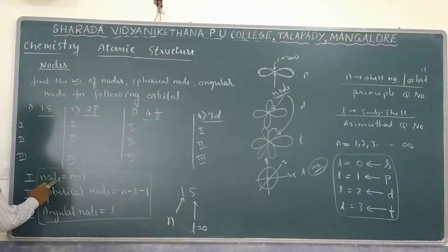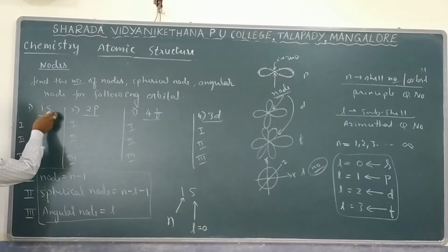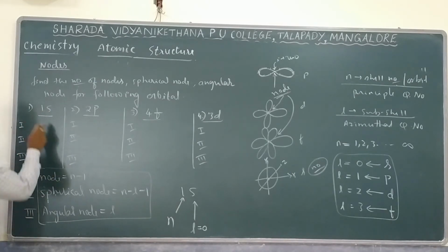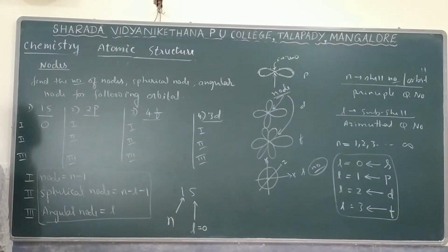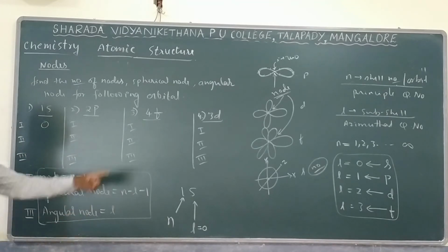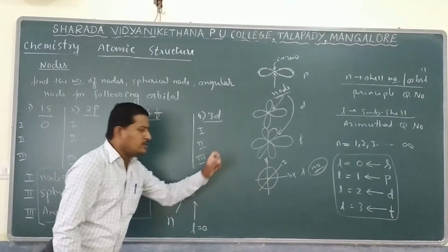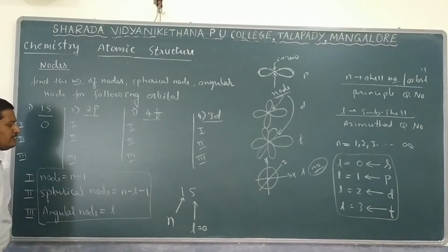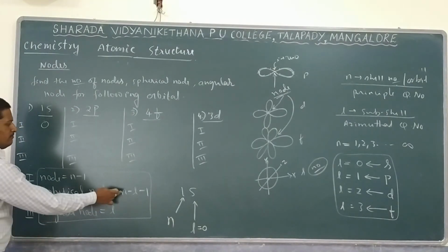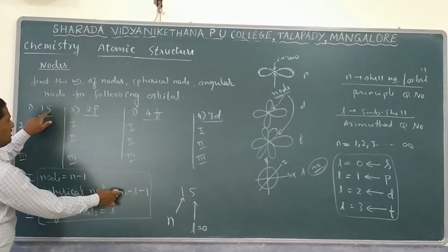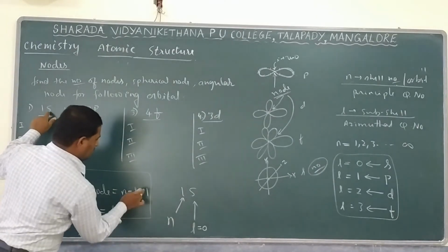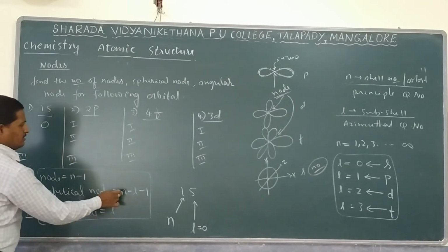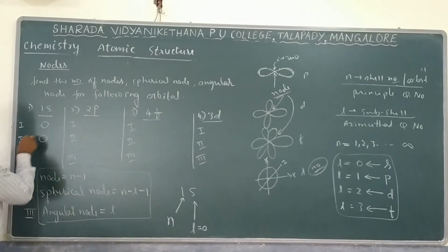Okay, and then if you go for the number of nodes, n minus 1, where n equals 1, 1 minus 1 becomes 0. So the number of nodes is found to be 0 for the 1s orbital. And already I said the s orbital does not carry any node. The number of nodes is going to be 0 for the s orbital. And if you go for the spherical node, n minus l minus 1, n value is 1 and l value is going to be 0, so 1 minus 0 minus 1 is nothing but again 0.